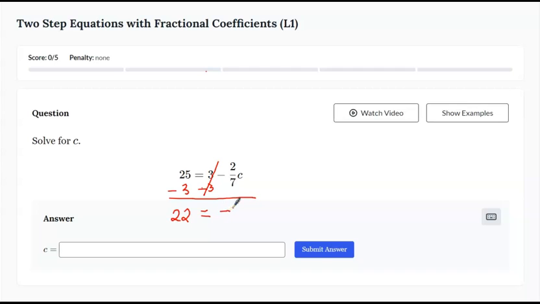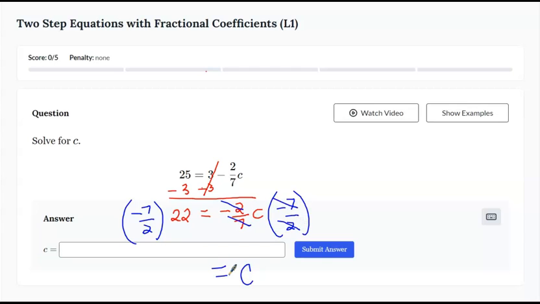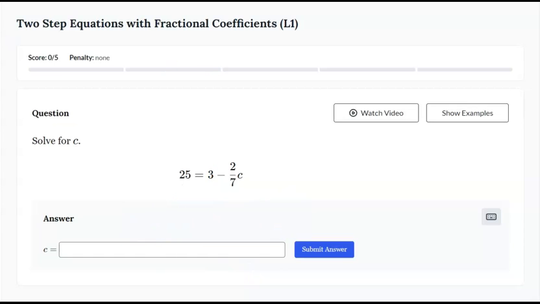22 is equal to negative 2/7 c. Now if you remember from last week, the opposite of multiply is divide, but we don't typically divide by fractions. We multiply by the reciprocal, so negative 7/2, instead of dividing by negative 2/7. So this negative 2 and this 2 and this 7 and this 7 will cancel. And now all I have to do is pick up my calculator and multiply negative 7 halves times 22.